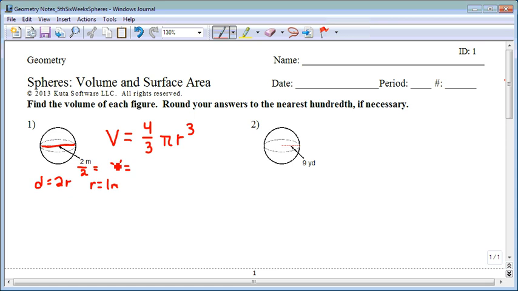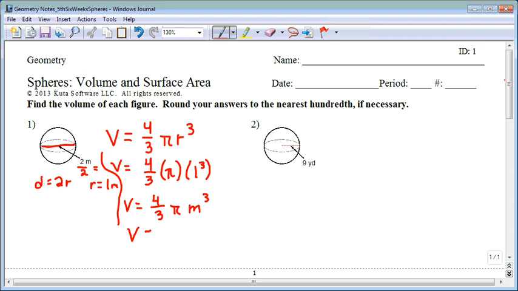I'm going to take that radius and I'm going to plug it into my equation. So I have 4/3 times pi times 1 cubed. Okay, so 1 cubed is 1 times 1 times 1. So my final answer here is simply 4/3 pi meters cubed. If I wanted to write that as a decimal, it would be 1.3 repeating, or 1 1/3 pi meters cubed. So that's my volume for this first problem.